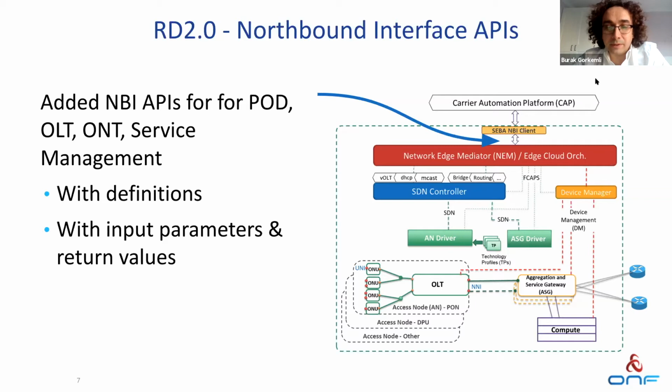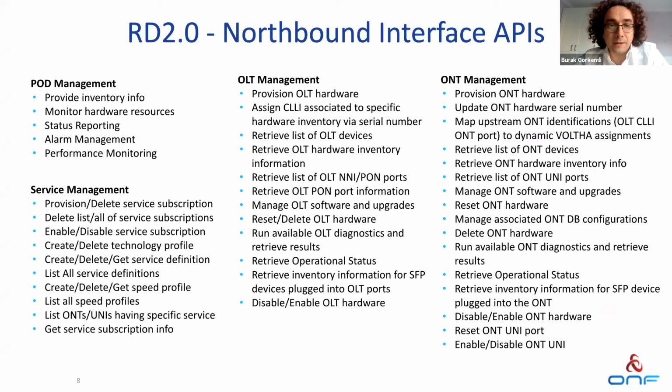So next part, please. Yes, these are the APIs that exist in the Reference Design 2.0. We have categorized them into 4 groups, which are pod management, where with the defined APIs we try to provide the inventories of the pod, monitor some hardware resources and status, and do some management for the alarms and performance, which are not specific to OLTs, ONTs, and services, but are general to the pod.